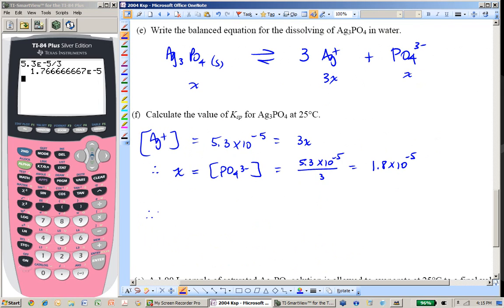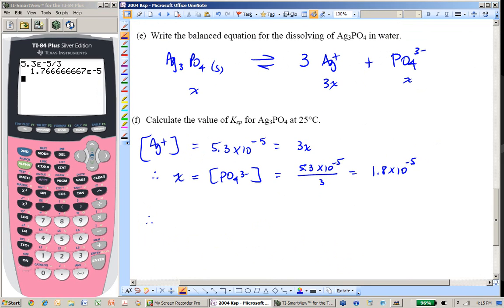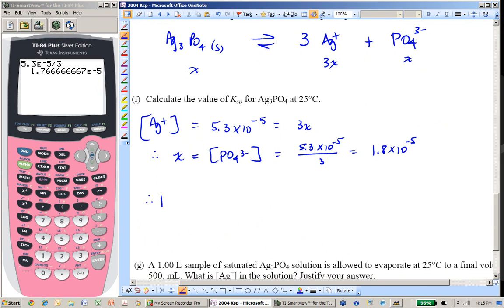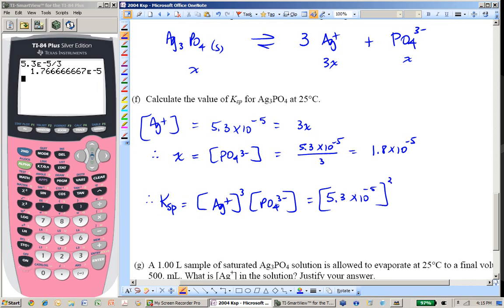Therefore, I needed that because I need to write what the Ksp expression really is. Ksp is equal to silver. They gave it to me, right? So this is, I'm just copying it back down so you can see it right here. It's back at the top of the page, which is equal to 5.3 times 10 to the minus 5 quantity cubed times 1.8 times 10 to the minus 5. That's why I went in search of that.